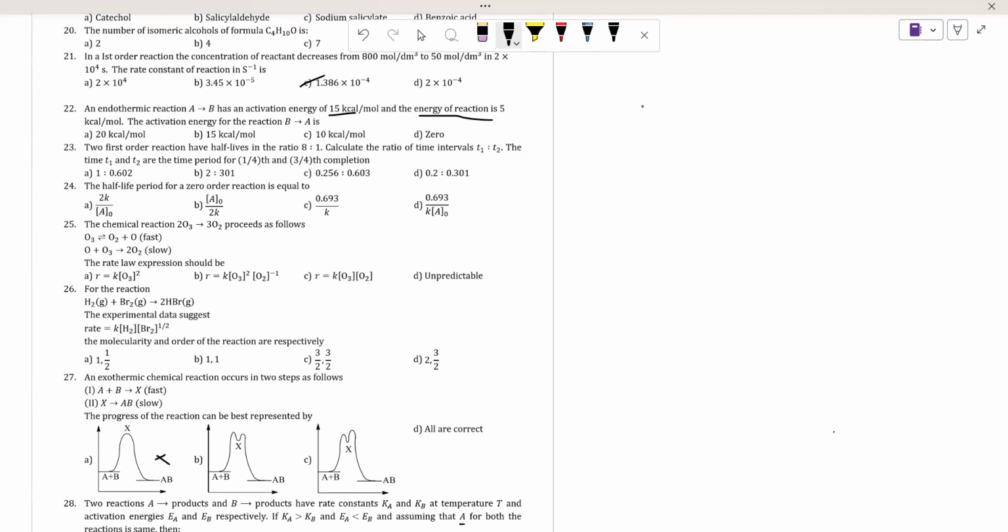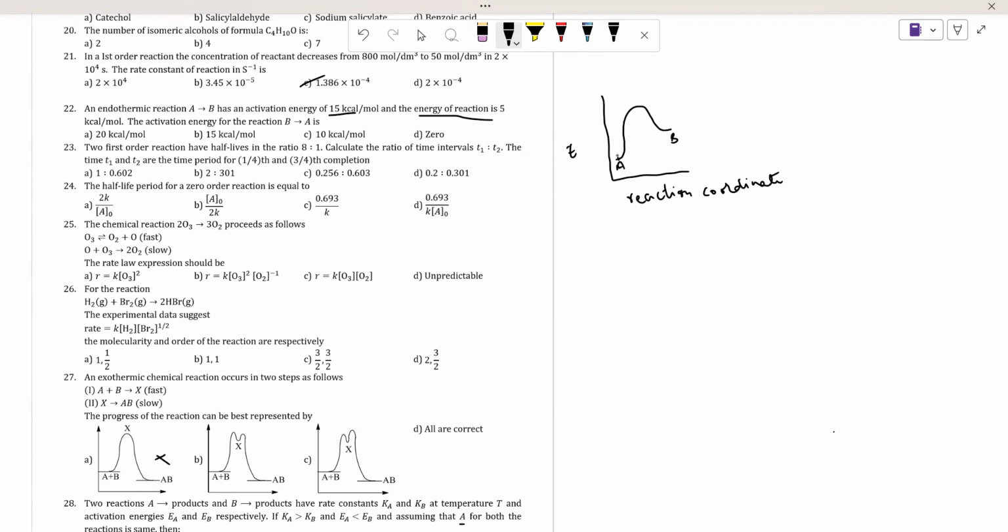Now what we need to do immediately, as soon as you get these types of questions, try to plot the graph. So now what do you take here? Basically you have to take reaction coordinate, and on the y-axis you will take energy. Since it is an endothermic reaction, all of us know that the reactants will have lesser energy than the product, assuming this to be reactant A and this is product B.